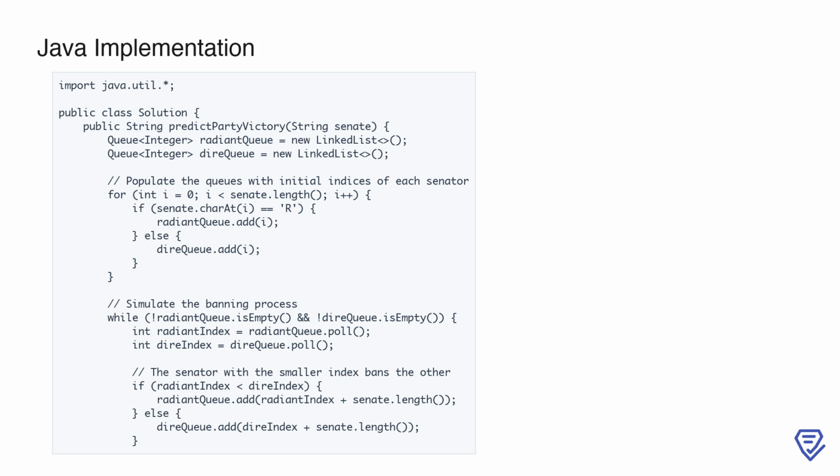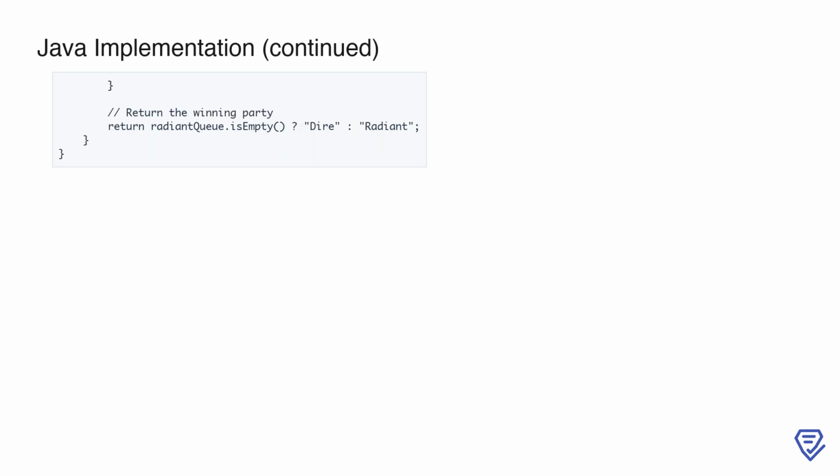This ensures that the winning senator gets a turn in the next round after all remaining senators have had their current turns. Once the while loop exits, we know that one of the queues has become empty, which means all senators from that party have been banned. To determine the winning party, we simply check which queue is not empty. If the radiant queue is empty, it means the dire party has won, so we return dire. Otherwise, if the dire queue is empty, the radiant party is victorious, and we return radiant.